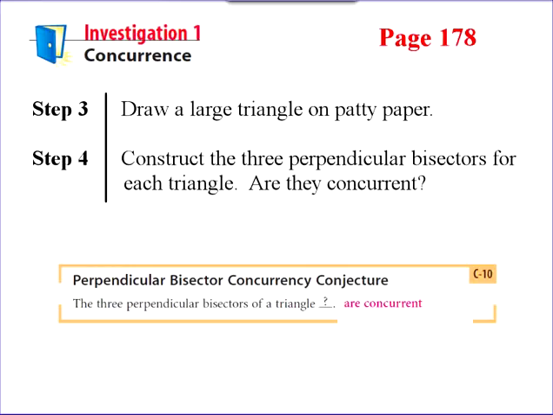Okay, they are concurrent. We have a special name for that. This one is called the circumcenter. So if you were writing this conjecture in your notes, you could put the three perpendicular bisectors of a triangle are concurrent, and then you could put they meet at the circumcenter, something to that effect. You could even label your patty paper circumcenter for that one.